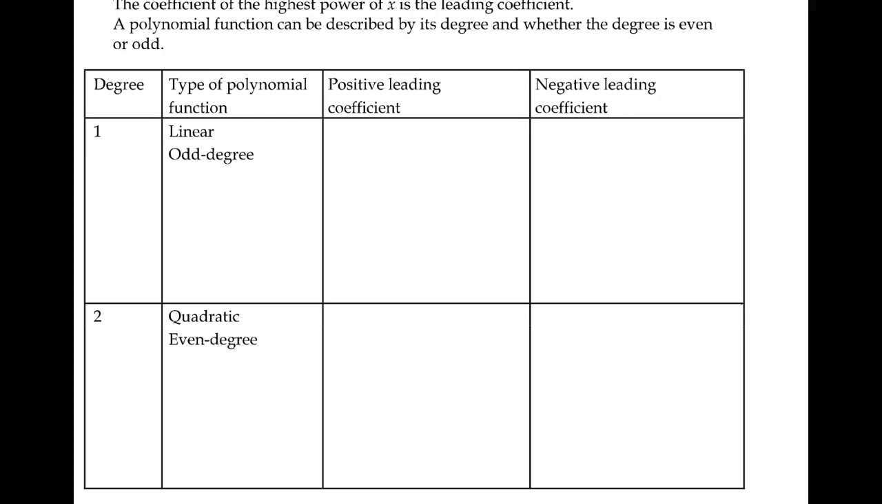So what does that look like? Well, for linear, the most simplified version is y equals x. When we have a positive leading coefficient, the slope of my graph is going upward. So if I was graphing it, it would go like this, which means that I'm going from quadrant 3 to quadrant 1.